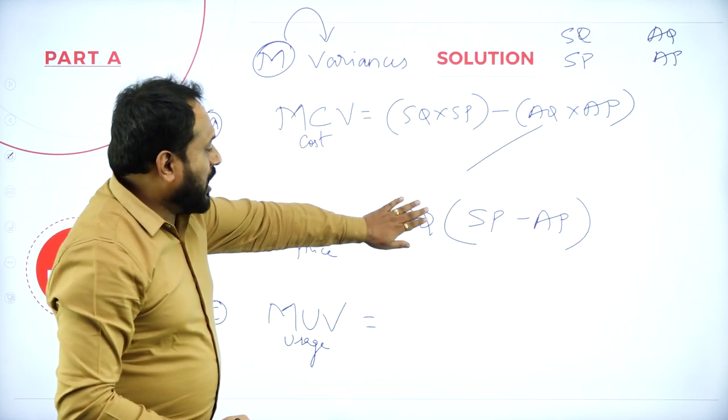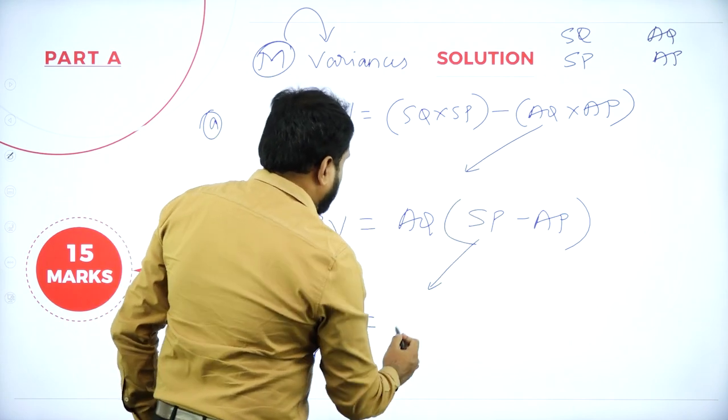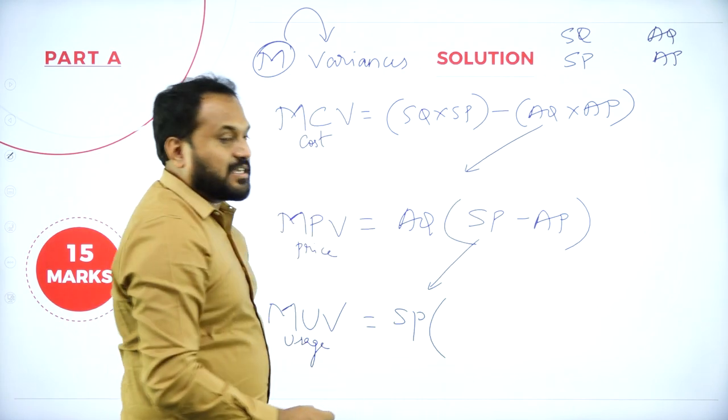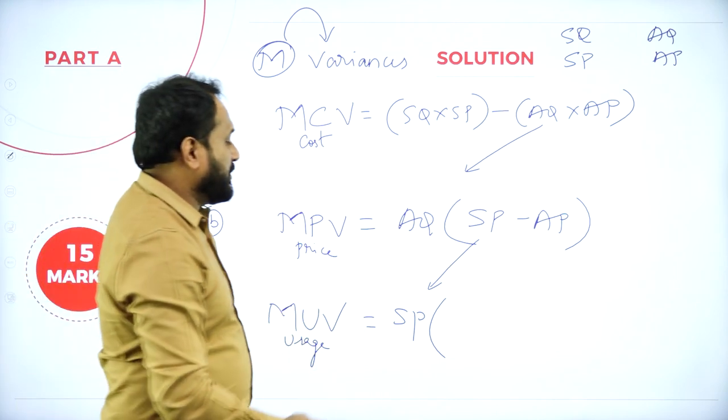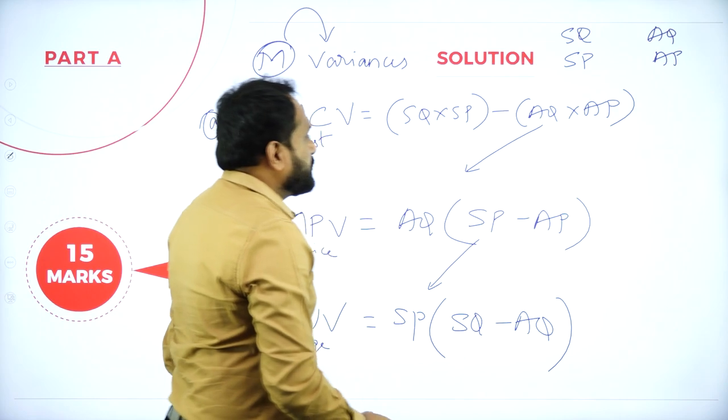Done. Again, block this AQ. What you have is SP. You just take it here. You write SP. Price has come out. What should come in? Quantity should come in. What will come first? Standard will come, minus AQ. This is what you are supposed to do.